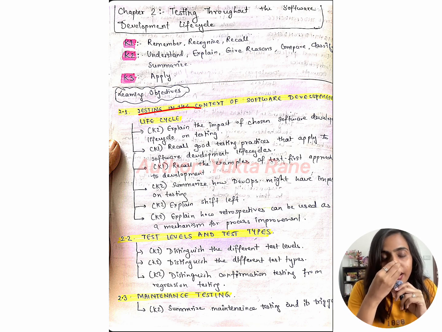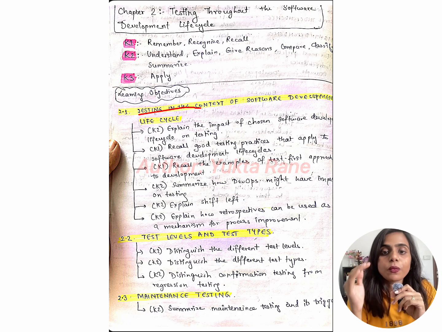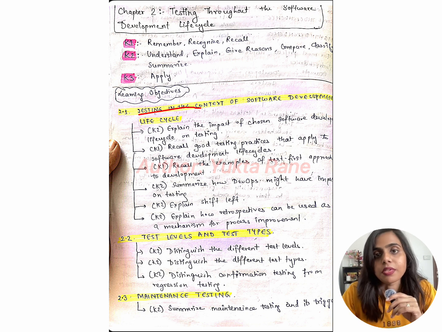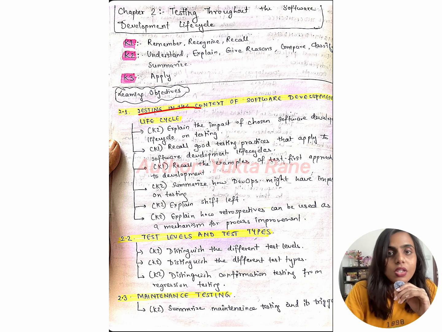So K2, as I said in the earlier chapters, K2 means you have to understand, you should be able to explain, and also you should be able to relate it to real world examples. Whereas K1 is just recalling the definitions or remembering the facts. K3 is the hardest part, where you have to apply the knowledge, just like you'll be getting some real case scenarios, and then you have to answer on the basis of those scenarios. Okay, so let's get started.